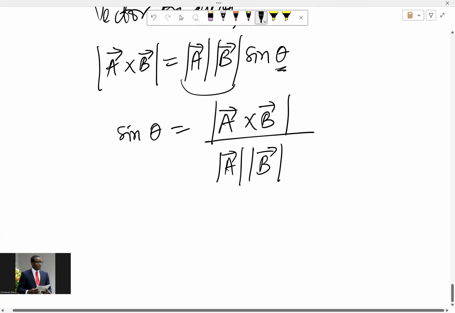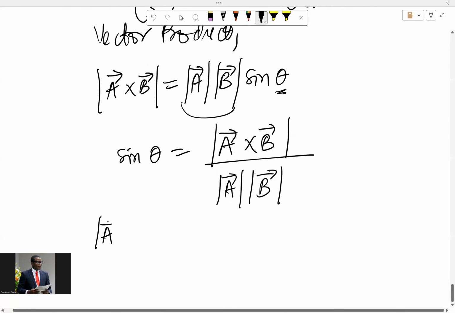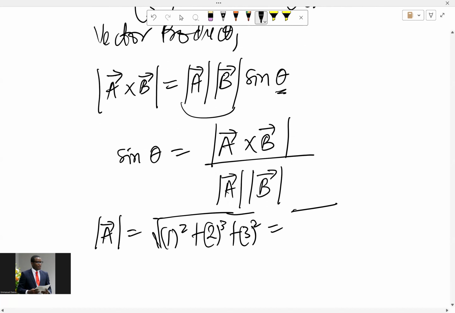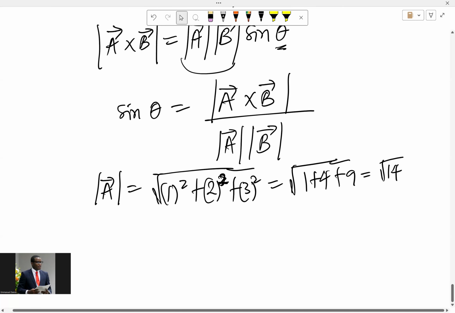Okay, so already we have A, right? A is 1, 2, 3. So the magnitude of A is going to be the square root of 1 squared plus 2 squared plus 3 squared, and that is the square root of 1 plus 4 plus 9. So 1 plus 4 is 5, 5 plus 9 is 14. So the magnitude of A is root 14.